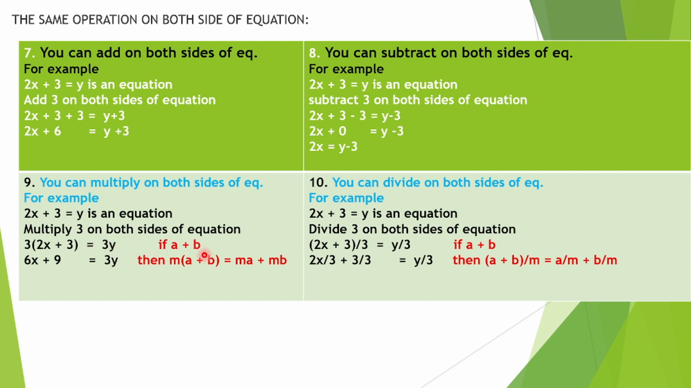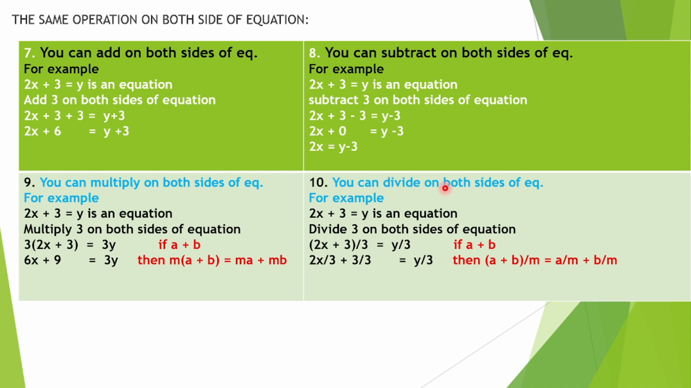So if a plus b, then m into a plus b is equal to ma plus mb. It means that when m is multiplied with these two terms in brackets, m will multiply with both the terms, so that will become ma plus mb. Like this 3 is multiplied with 2x, and this 3 is multiplied with this 3, so it will become 6x plus 9 is equal to 3y.